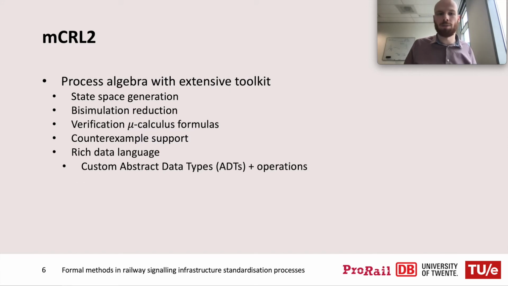Then a bit about mCRL2. mCRL2 is a process algebra with a pretty extensive toolkit for state space generation, bisimulation reduction, and verification of mu-calculus formulas, which is the properties language of the mCRL2 toolkit. It supports counterexample generation when a property fails to hold. One of the main things I want to note is that it has a pretty rich data language. In particular, you can define your own abstract data types and define operations on these data types. This is something that we will use quite a bit in our formalization.